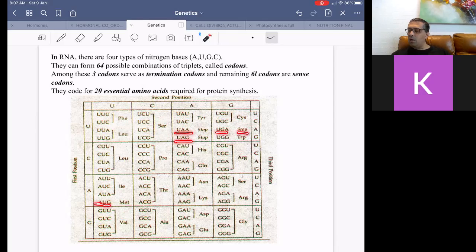AUG is the start codon, codes for methionine. And then CG series codes for arginine. AG series codes for serine. And GG series codes for glycine.